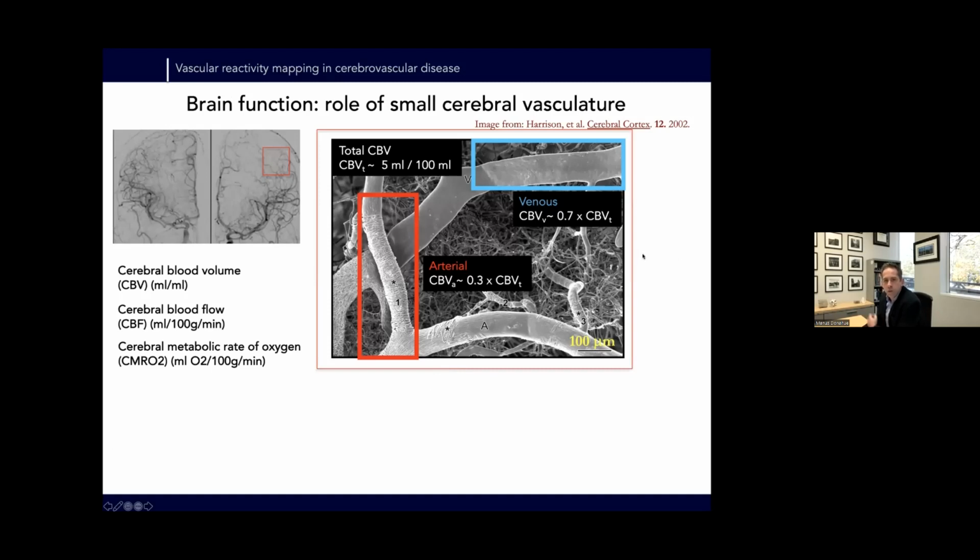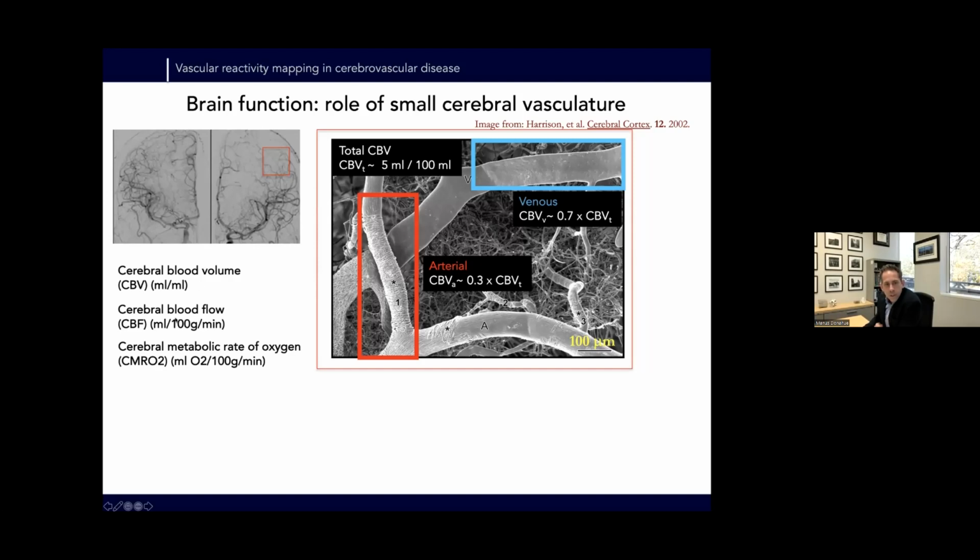Okay, so I was anticipating that Dr. Chen would provide a nice overview of reactivity, and she did. So I don't have too much as background on reactivity. What I will say, just so we all agree on the terms, is that I'm going to be talking a little bit about cerebral blood volume. So that's the amount of blood that's in the brain. Within a typical voxel, about 5% of the voxel is blood volume.